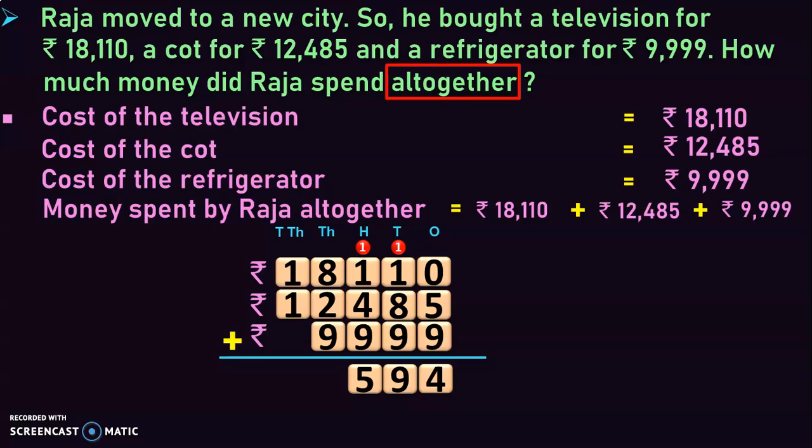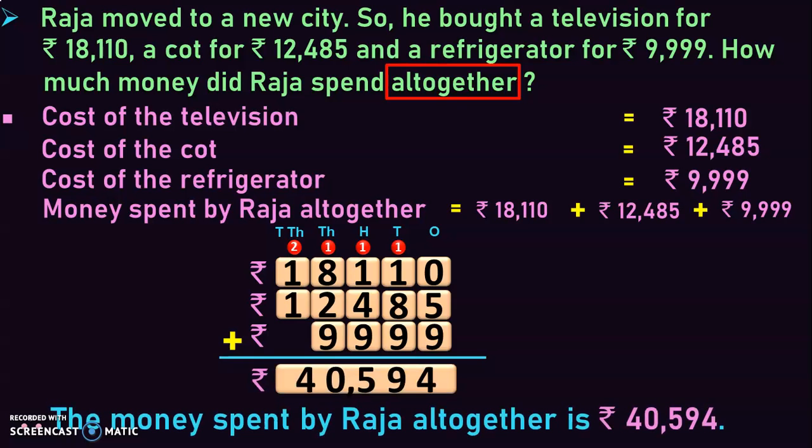So retain 5 in the hundreds place and take the 1 as a carry over to the digits in the thousands place. 1 plus 8 will give you 9. 9 plus 2 will give 11. 11 plus 9 will give you 20. 0 is retained in the thousands place and 2 is taken as a carry over to the 10,000s place. So add the digits in the 10,000s place. 2 plus 1, 3. 3 plus 1, 4. So the total amount spent by Raja will be 40,594.